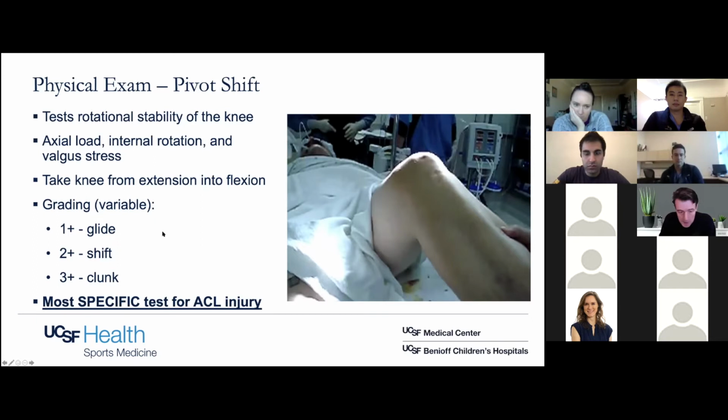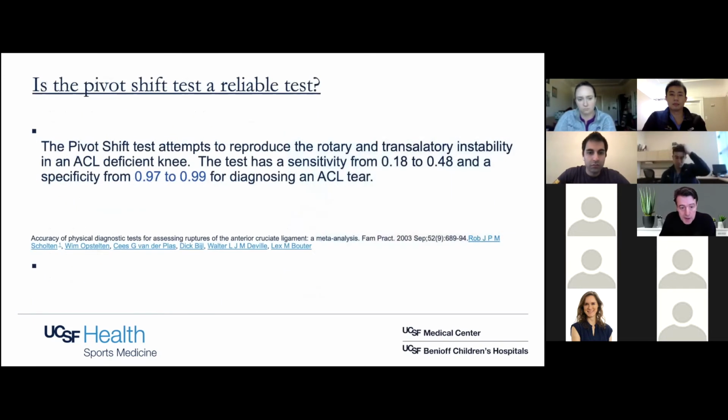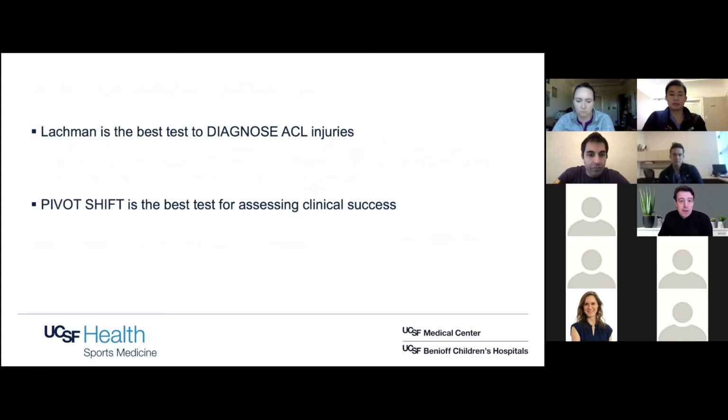But the key to remember is that this is the most specific test for ACL, and a specificity of 0.98 is pretty good. Really the key concept is that the Lachman is the best test to diagnose ACL injuries, but the pivot shift is sort of the most sensitive test. If you're looking at the results of your surgery, how well you've reduced that rotational component, you want that patient to not have a pivot shift. And we see patients who have a little bit more anterior posterior laxity, but no pivot shift, and tend to be doing well. So just remember the differences between those two concepts.